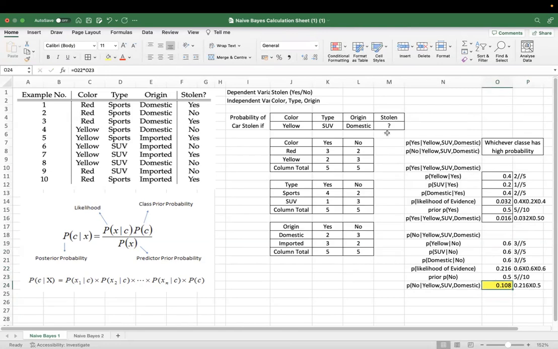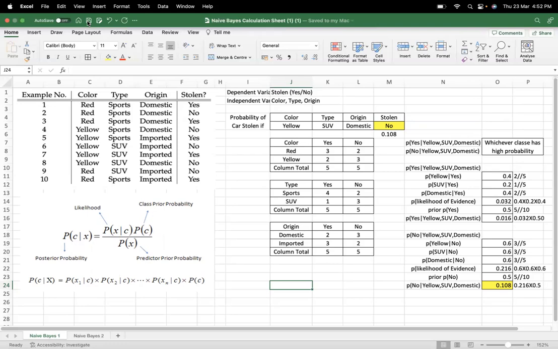So the highest probability is for no. The vehicle will not be stolen. All right, guys, all of you got this. So the probability of no is higher, so the final prediction will be no. All right, guys, we'll meet in tomorrow's session. Okay.